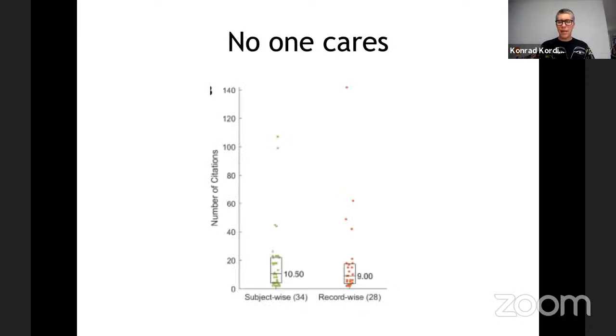Let's see what we can say. Well, if this is cheating, now we know that there's part of the literature that does things very badly. But we always live in this world where we believe that the literature is basically fine. So if that was the case, then the record-wise cheating papers should get cited much less than the papers that don't cheat to get themselves a really good classification error. Turns out that there's almost no difference. We have 10.5 average citations for the subject-wise and 9 average for the record-wise. They're statistically indistinguishable. In other words, there's massive cheating going on.